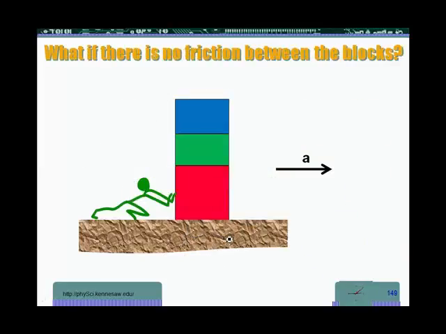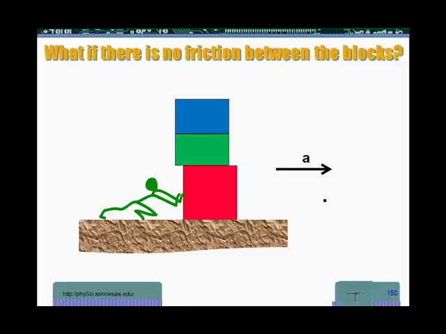Now, just a quick question before we finish discussing these three blocks. What would happen if I don't have friction between the blocks? It is slippery there with no friction. Okay, start getting the idea. There is no friction. Okay, this one is going to accelerate by itself. Then these are going to stay in position.